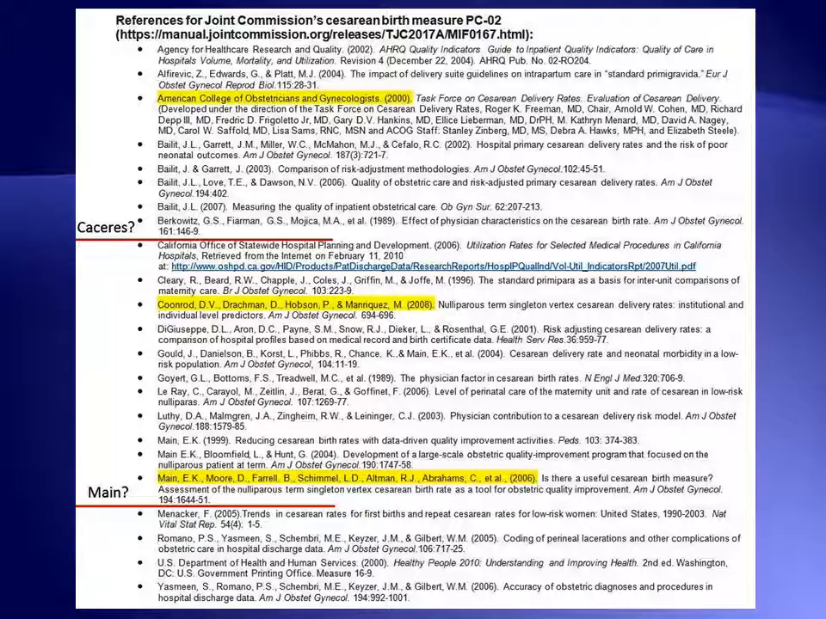This is the 2017 reference list for the Joint Commission Cesarean Birth Measure PC02. And it is notable that even though this list was updated after the removal of the age risk adjustment, neither the study by Caceres nor the oral presentation by Dr. Main made the list. However, the three highlighted studies that did remain on the list all came to the conclusion that maternal age had a significant impact on outcome.